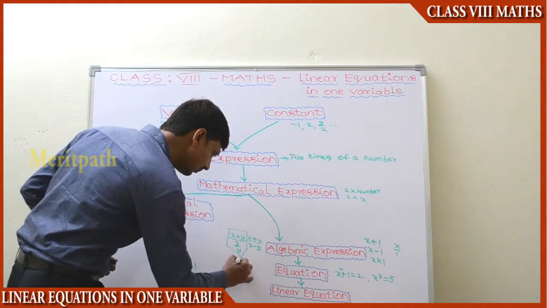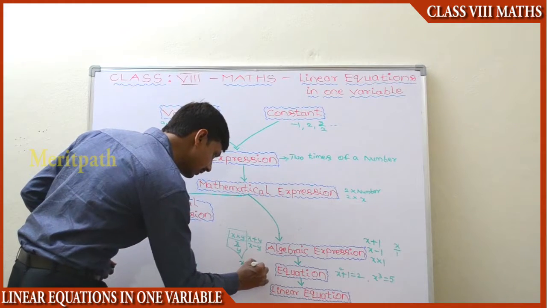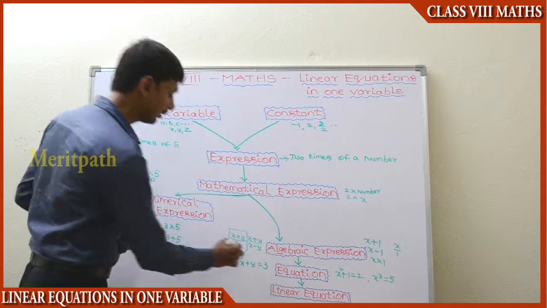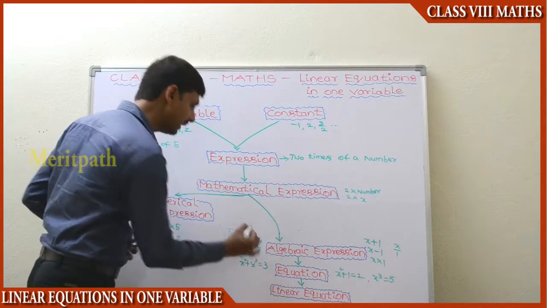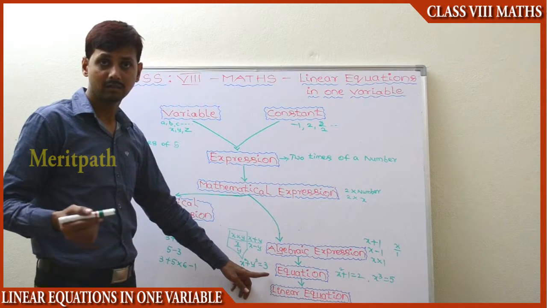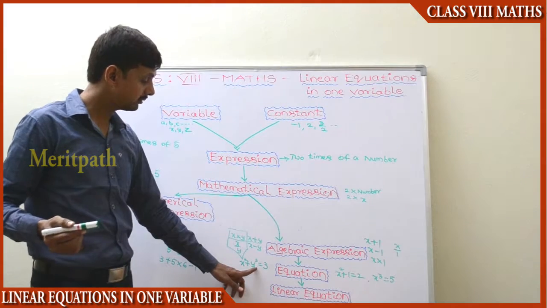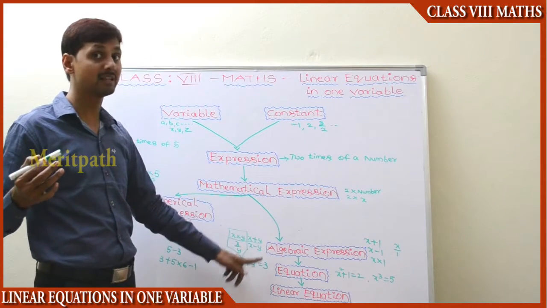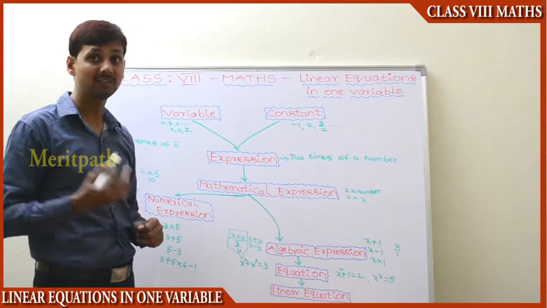So it can be in this form also. x plus y is equal to 3. It contains 2 variables or 3 variables, any one of the variables. We don't need to bother about the variables or their powers. If it has the symbol of equality for an algebraic expression, we call it an equation.